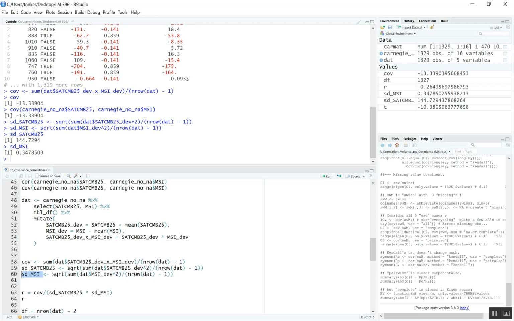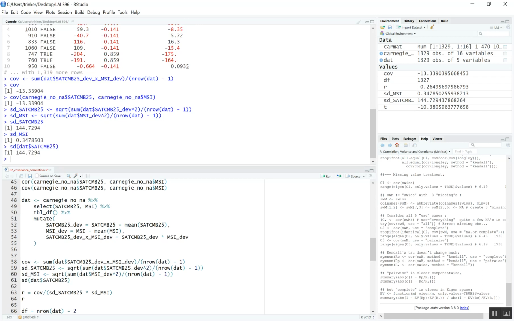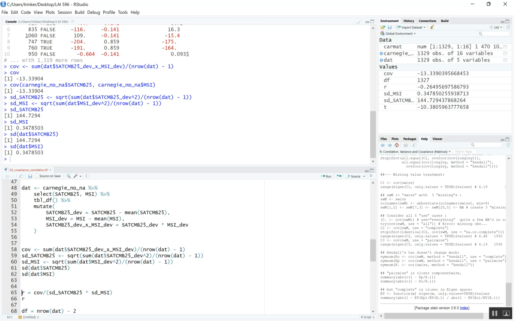We could do that by hand as well, or not by hand. We could do that with the built-in R function as well. I'm just showing you how to do it by hand in case you're interested. You can see that's indeed what we get. Compute the same with the built-in SD function, and again, that's what we get for the standard deviation.